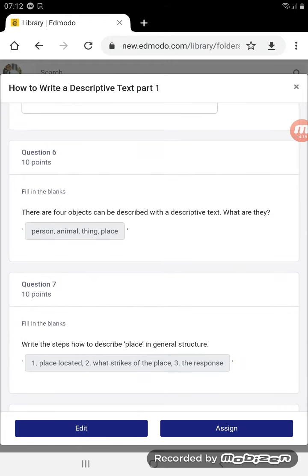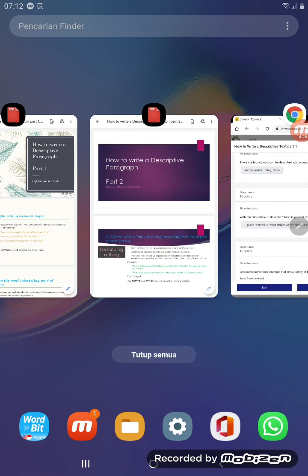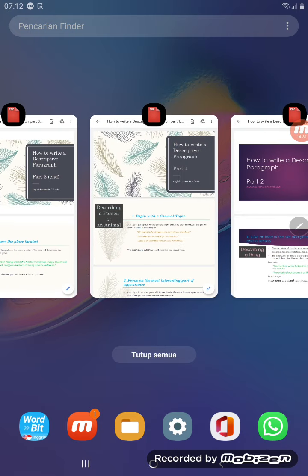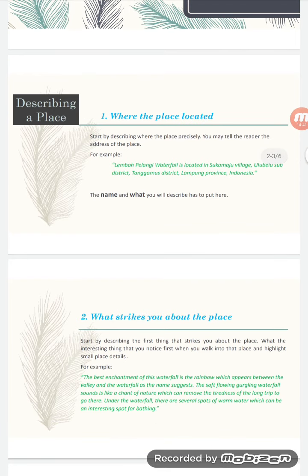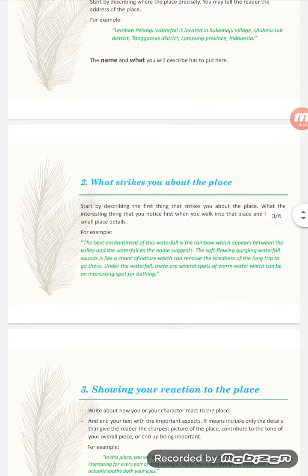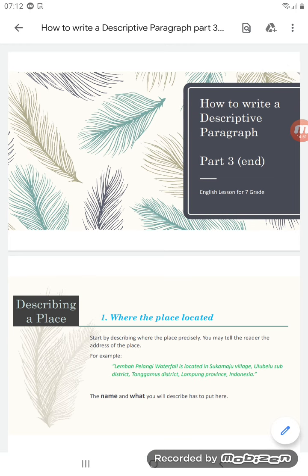Okay, and then question number 7, 10 points. Write the steps how to describe place in general structure. Place, it means that on slide 3. You can find it here clearly, right? Where the place is located. And then the second, what strikes you about the place. And then the third, showing your reaction to the place. That's the answer. Okay, that's so easy if you read the slide, of course.